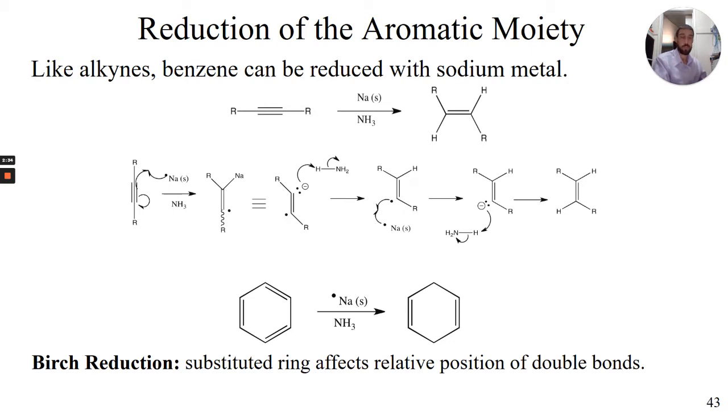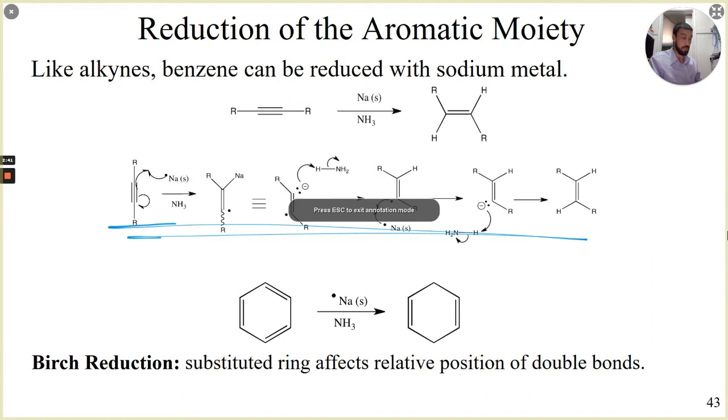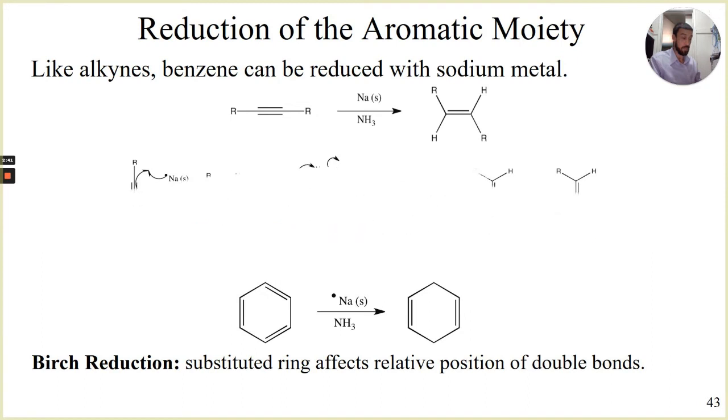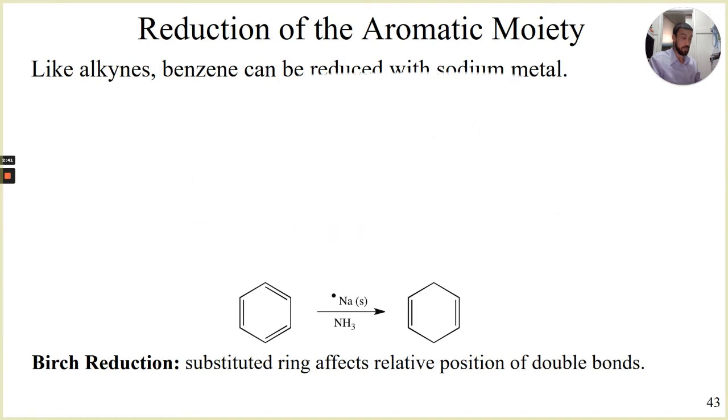This is what's known as a Birch reduction. So we've got the mechanism shown above, but I'm about to delete it and walk through this process with our benzene. Same general idea. We go through with that first step to form that radical anion.